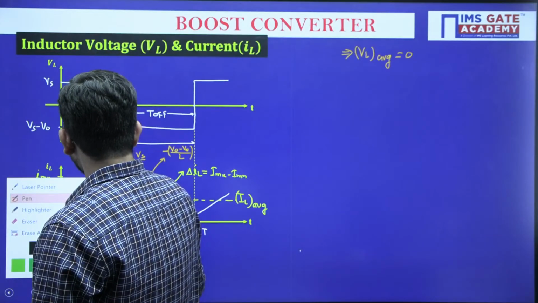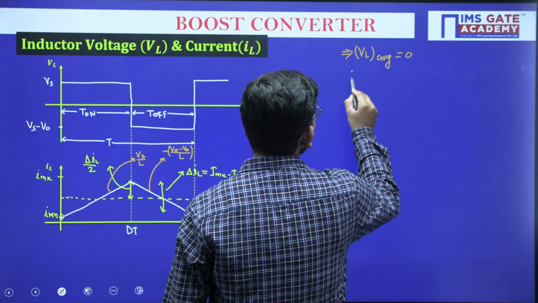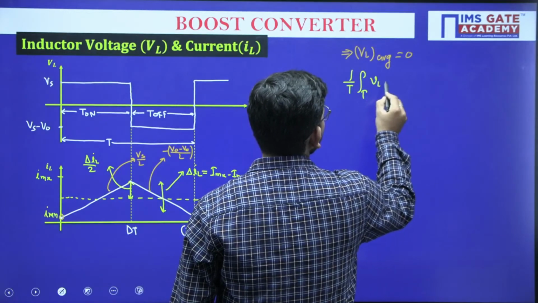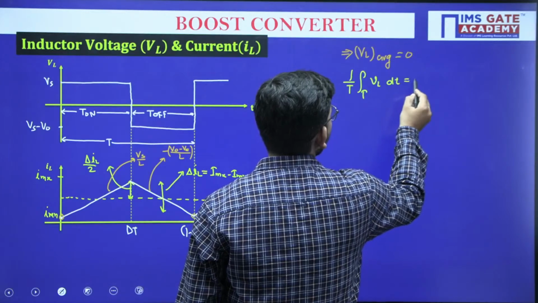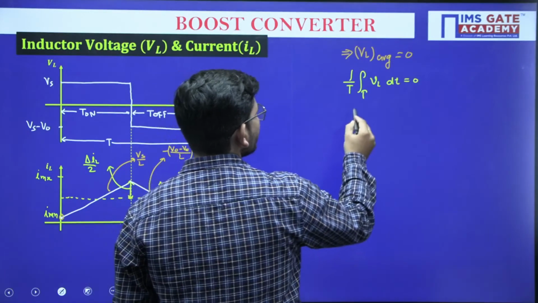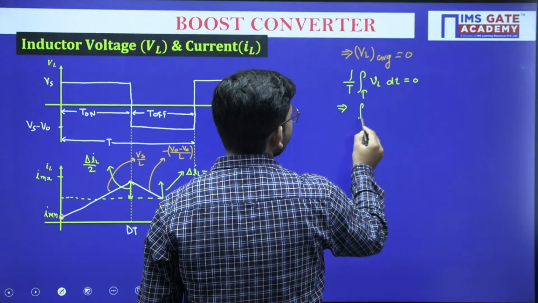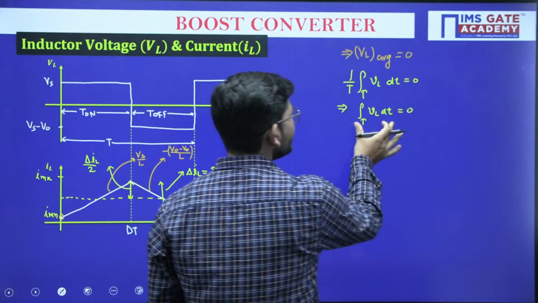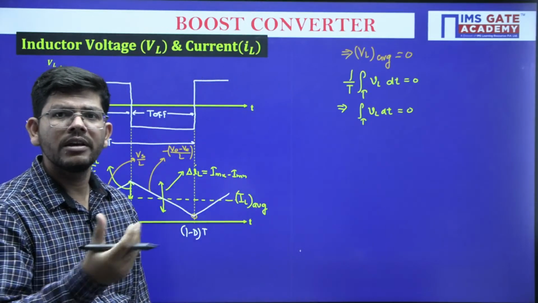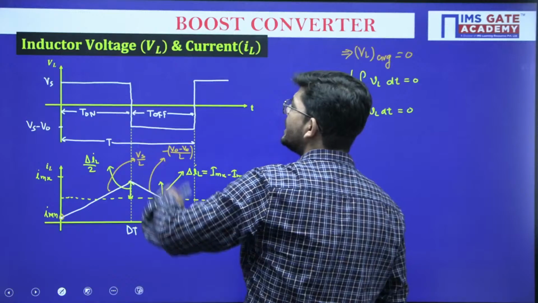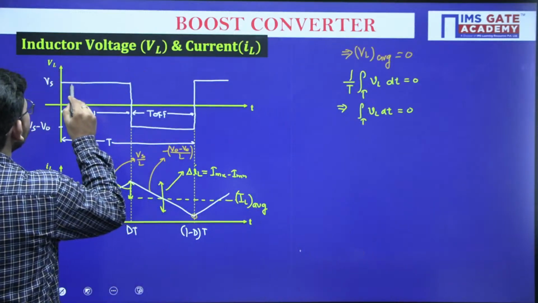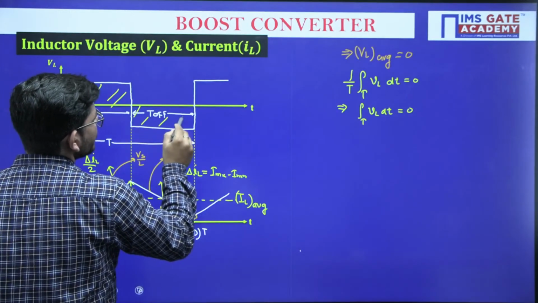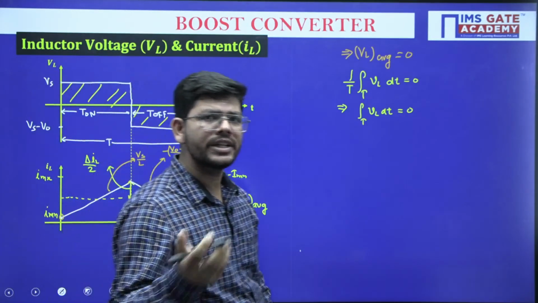Okay. Now what do we mean by average inductor voltage? If suppose you have to calculate the average value of any quantity, this is how we will be doing it. Now if I am equating it to 0, finally what I will be getting? I will be getting that the average inductor voltage will be 0. That means the area under the inductor voltage curve will be 0. So what is the area under the inductor voltage curve? I am having these areas. This is the first area that I have. This is the second area that I have. So the area under the inductor voltage curve will be 0.